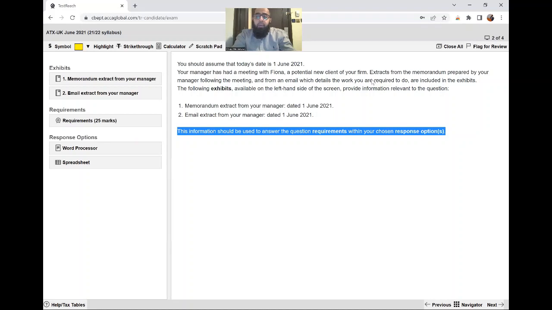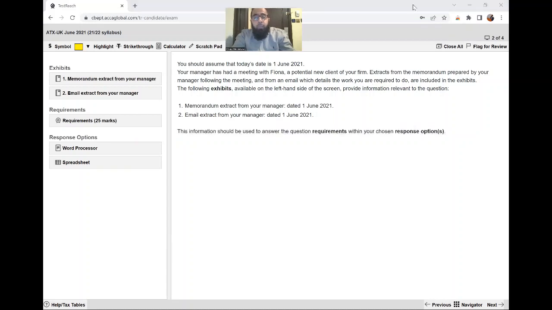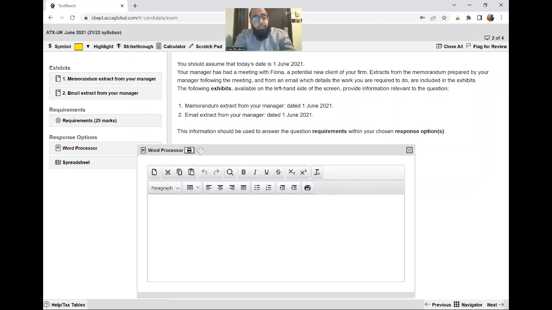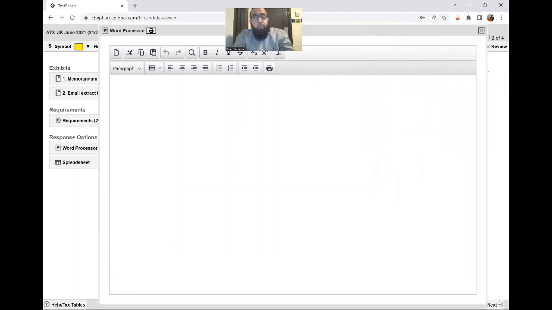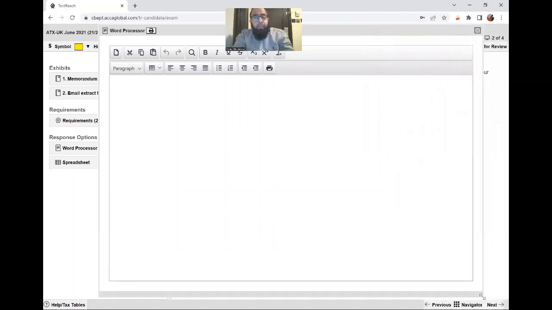Now, you all know that we have 2 response options available. We can answer on word processor and we can answer on spreadsheet. But I normally recommend my students to go for word processor. The reason is that it is very easy to answer on a single screen rather than using 2 screens, writing some on spreadsheet and then doing some on word processor.